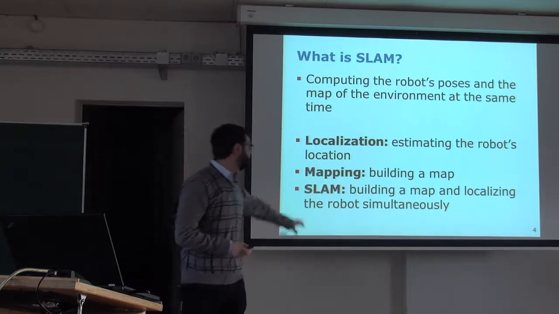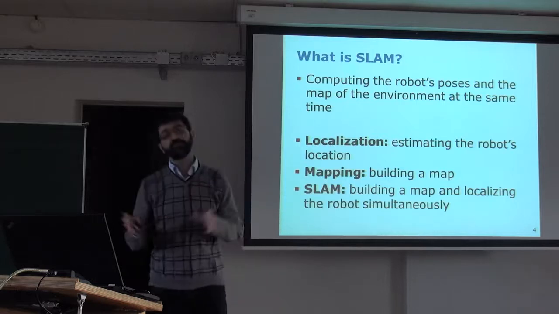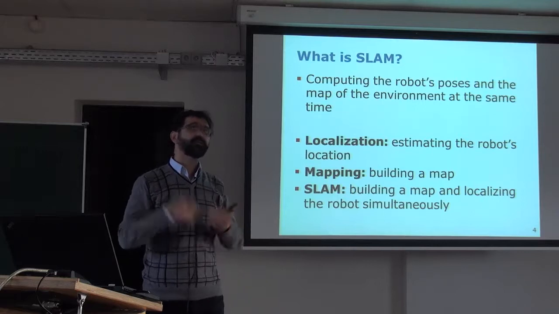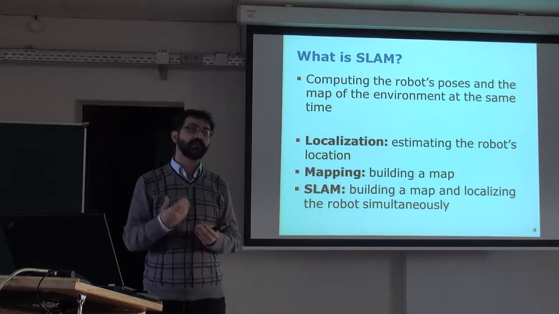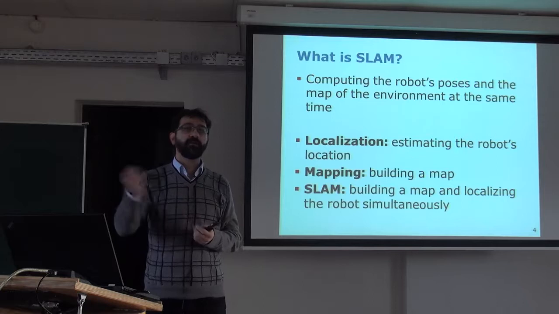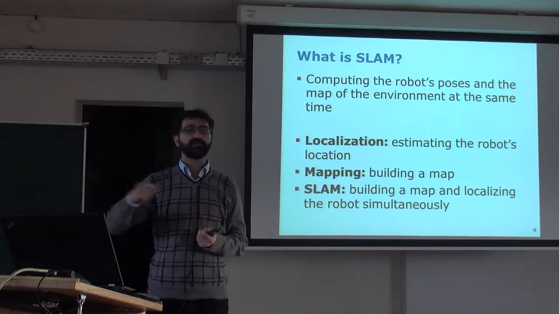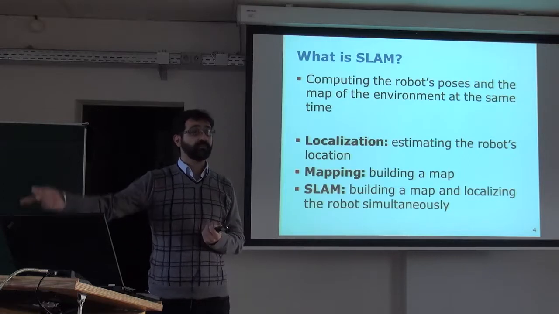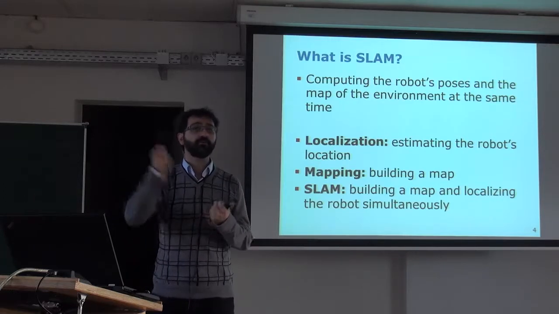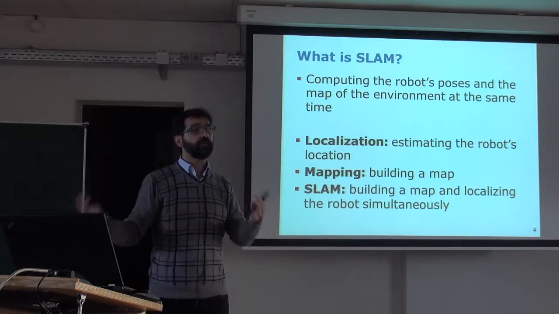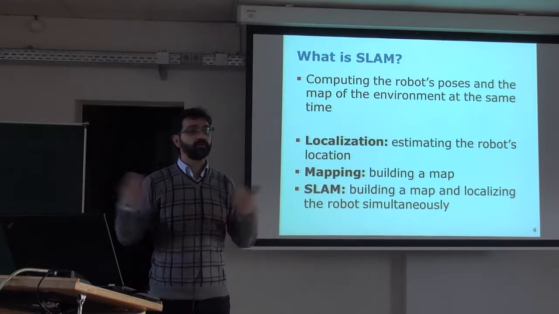When you do SLAM, so when you treat the two things together, you have a kind of observability problem in some sense, because you don't know if an error or a measurement noise is a mistake in the map you built so far, or it means that you are not where you thought but you have to be somewhere else, no? Because there is no prior knowledge either of where you are or of what the environment looks like.